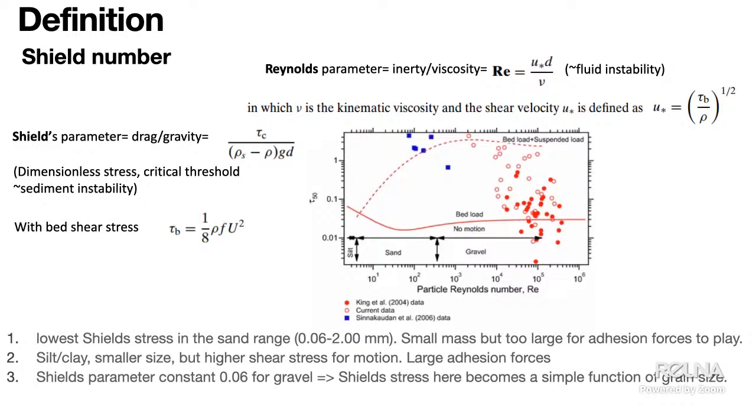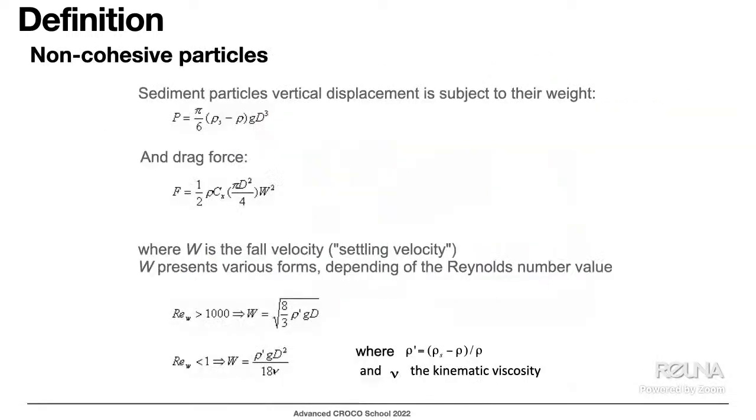And as you can see, the lowest Shields stress appears in the sand range, because the sand has a small mass compared to gravel, but the particles are too large for adhesion. So there is no compaction of the sand, and it's pretty easy to erode. For silt, it is very small and very light, but the critical shear for motion is higher because there is coagulation of the silt, and it becomes more complicated to erode. And at the end, not very interesting for us, for gravel you have a Shields stress which is constant and where the turbulence of the fluid does not play any role. It's also pretty intuitive.